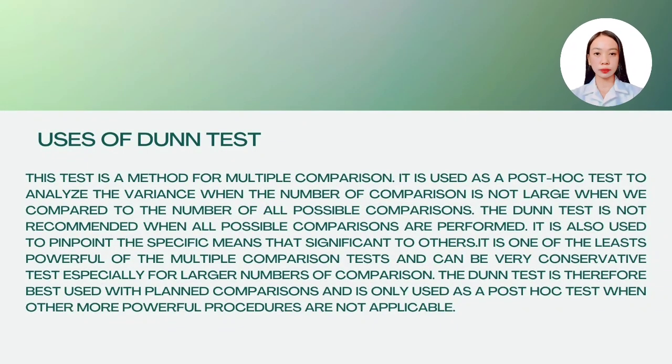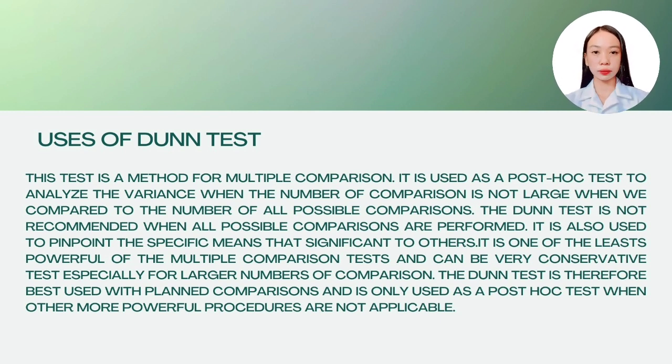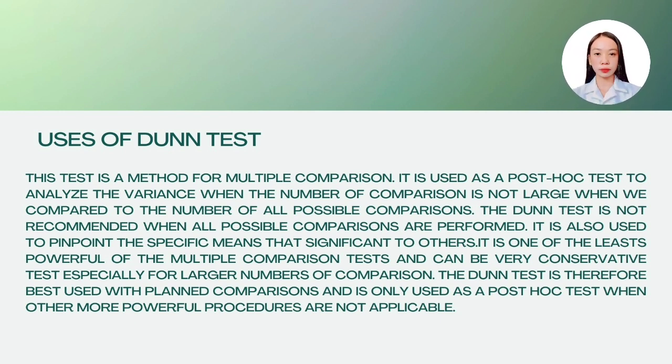It is used as a post-hoc test to analyze the variance when the number of comparisons is not large when we compare to the number of all possible comparisons. The Dunn test is not recommended when all possible comparisons are performed. It is also used to pinpoint the specific means that are significant to others.